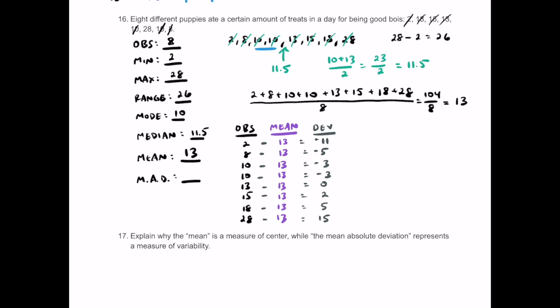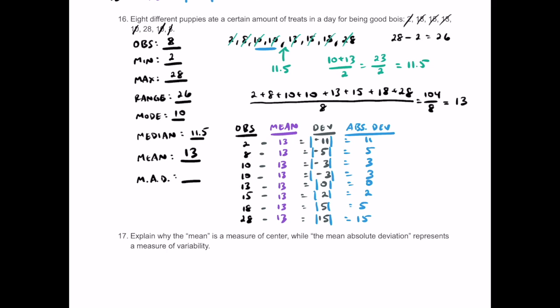Okay, so now that we have deviations, we should find our absolute deviations. To do that, we just take the absolute value of these. So this is going to be 11 away from the average. Here we have 5 away. Here we have 3 away. And we're 3 away again. Now we're 0 away. 2 away. But on the higher side, that's 5 away and 15 away. We're again on the high end.